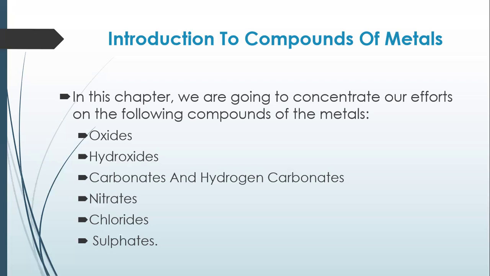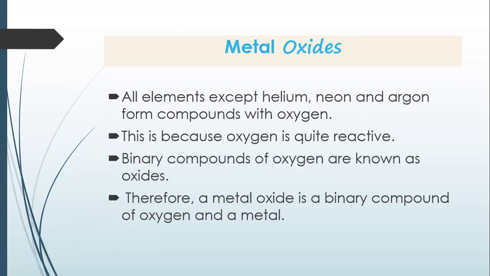So all these are just compounds of metals. There are metal oxides, metal hydroxides, metal carbonates and hydrogen carbonates, metal nitrates, metal chlorides, and metal sulfates. So we'll start discussing the first one, that is the metal oxides. All elements except helium, neon, and argon form compounds with oxygen. So except these elements, the others just form compounds with oxygen.